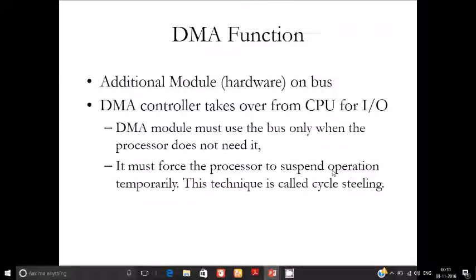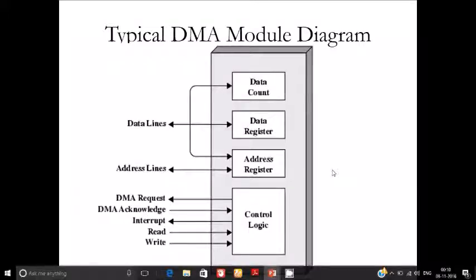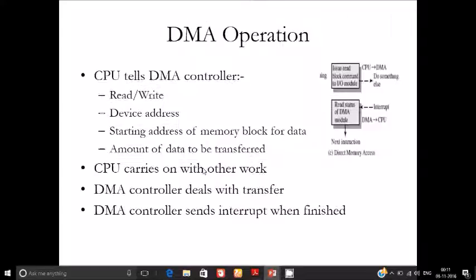Cycle stealing is explained now. When the processor needs the bus, the DMA will be forced to give the bus to it. So this is cycle stealing. The typical DMA module diagram has a data count, data register, address register and control logic. These are the data lines, and this is the address line. This block diagram is also an important thing.